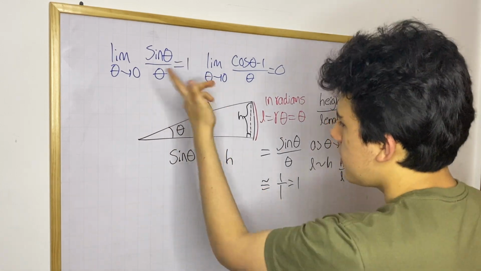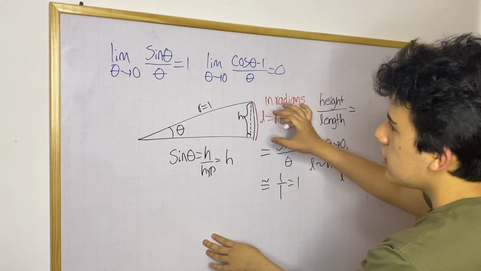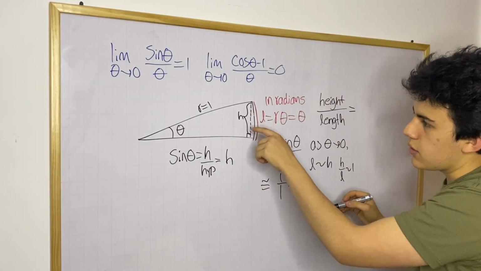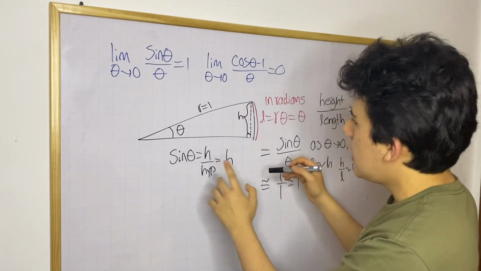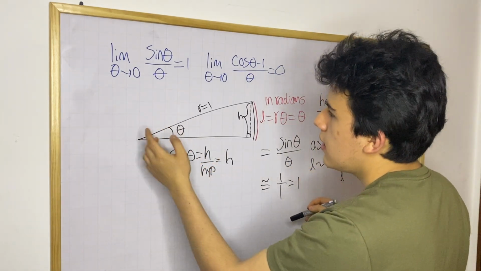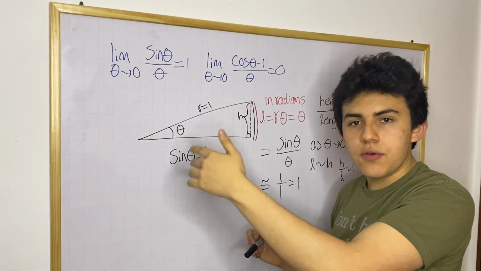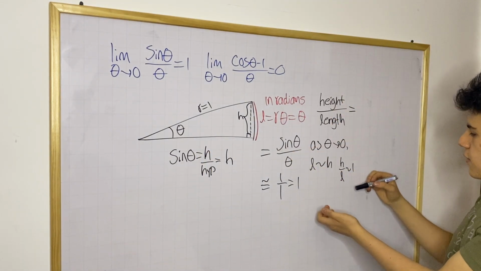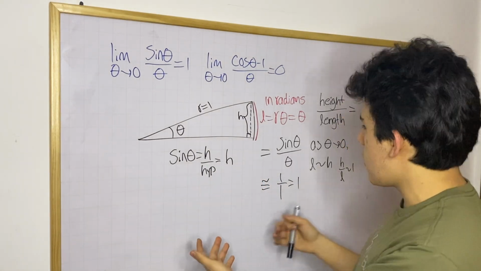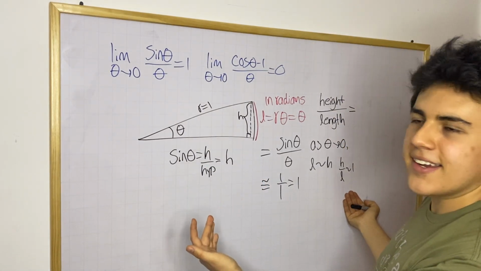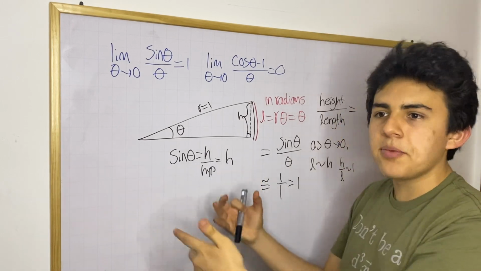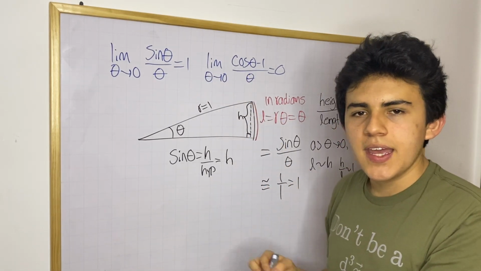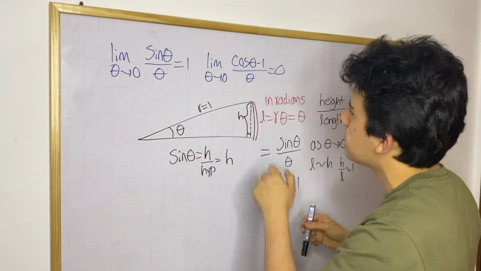You have sine theta, which is the height of the triangle, and you also have theta, which is equal to the length of the sector of the circle. And if, in the limit as theta goes to 0, theta becomes very small, then L will be almost equal to H. And if you divide two things that are almost equal, you're going to get something that is almost equal to 1. And since we're taking the limit, we can stop saying almost, and we can say that it will be equal to 1. Okay, that is the reasoning behind this limit.